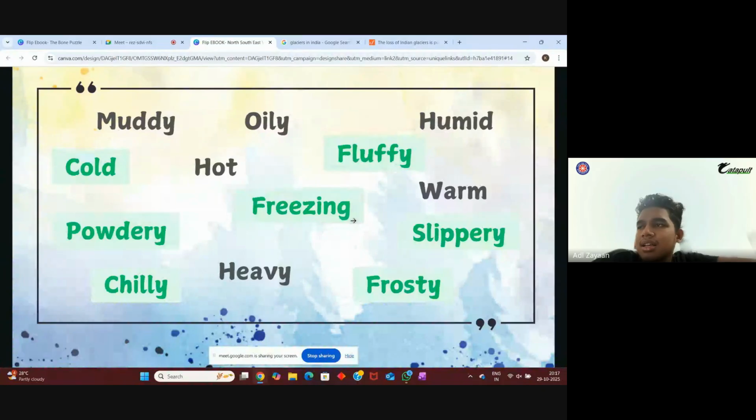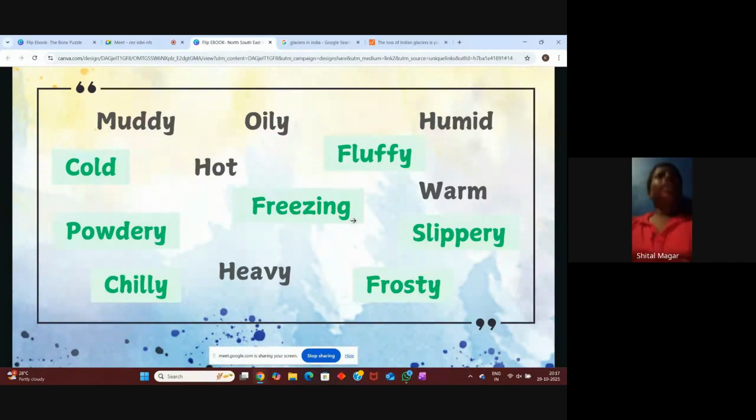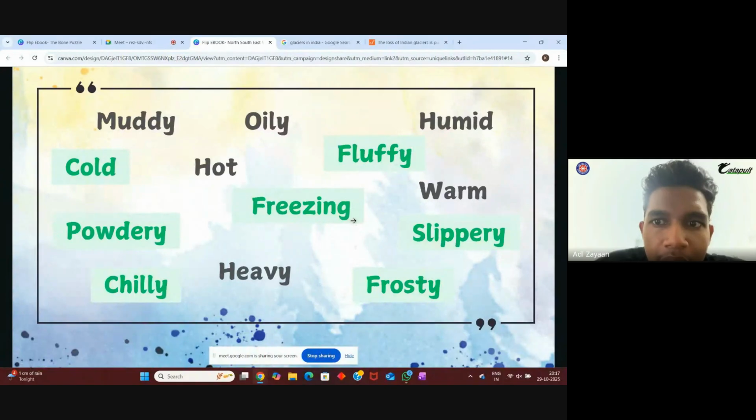So snow is not that heavy, right? We can lift snow. It depends on the amount of snow that we carry. So it is not that heavy. It is not hot and warm. It is cold. It is not oily. It is powdery. It is not muddy. It is pure snow. It is not humid. It is ice. Okay, got it?